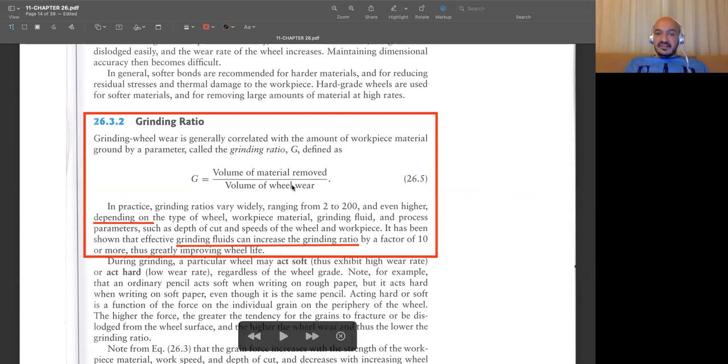And you can easily increase it if you use some type of grinding fluids, very similar to the cutting fluids we were using in other machining processes. If you use such fluids, then probably your grinding ratio will be increased by 10 times.